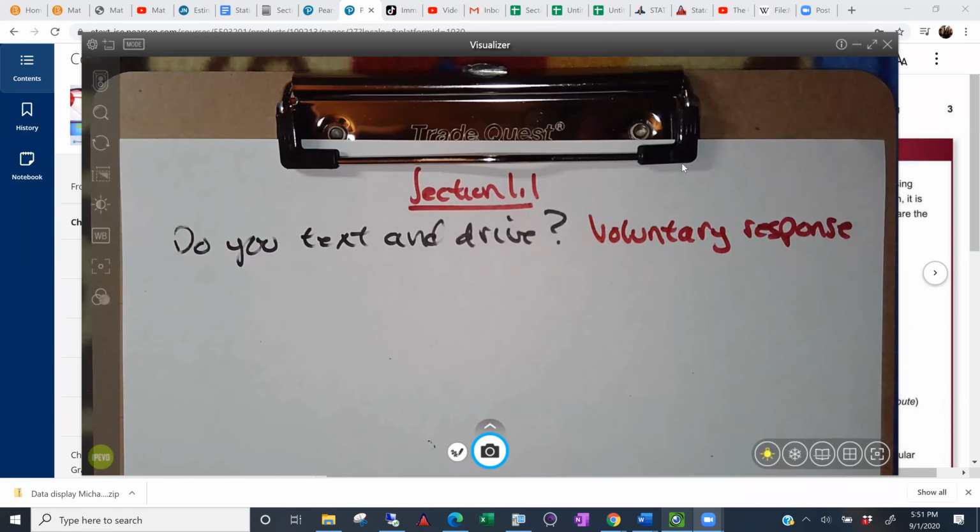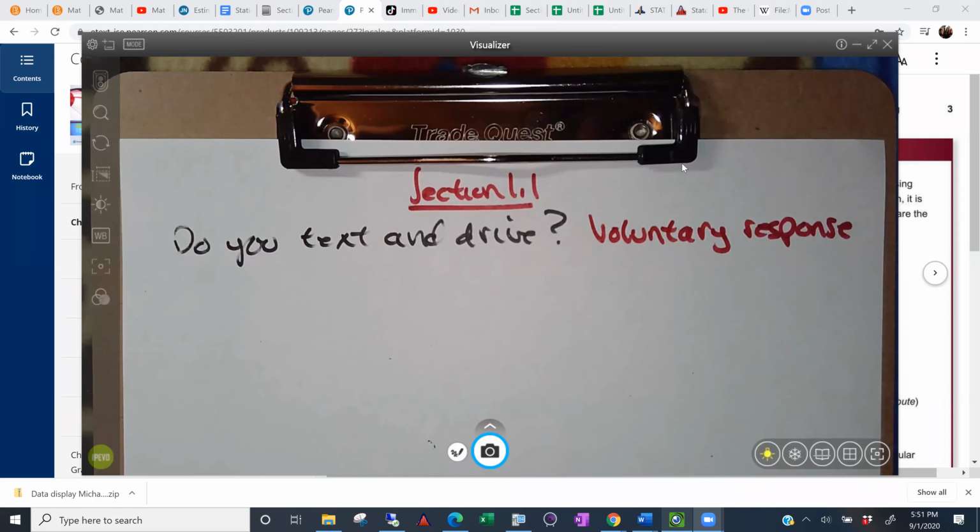And a lot of times when we ask for a voluntary response, the data that you get might not be all that good. Another way to think of that is a self-selected sample. A self-selected sample is a sample in which you let the respondents decide whether or not they want to be included. And that's kind of a problem.